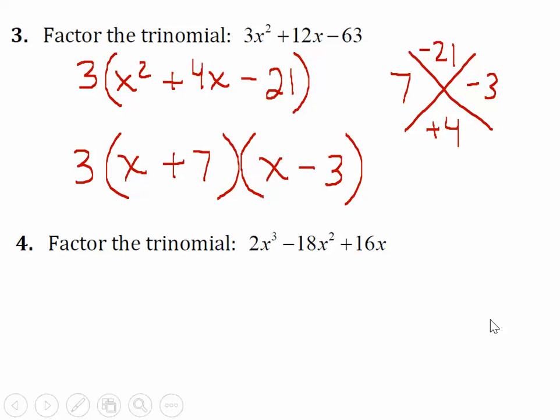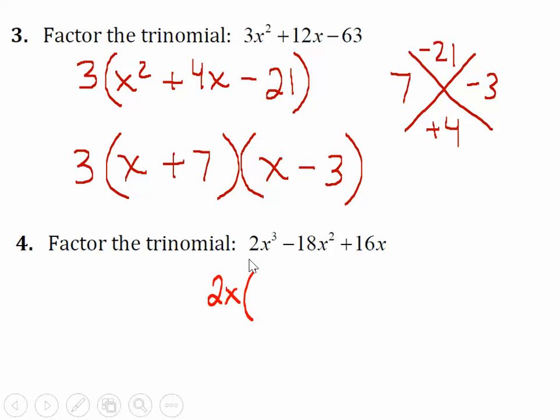All right, look at this one here. Let's see, I see a 2, 18 and 16, so I'm going to take out a 2. I see x cubed, x squared, and then x to the 1. So there's a common factor of x as well. If you forget to do the x, everything else is wrong. You won't get the numbers that you want. So it's very important that you take out the greatest common factor. You got to take out the biggest number.